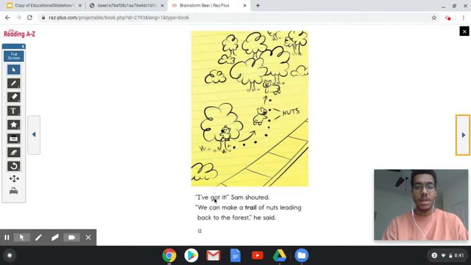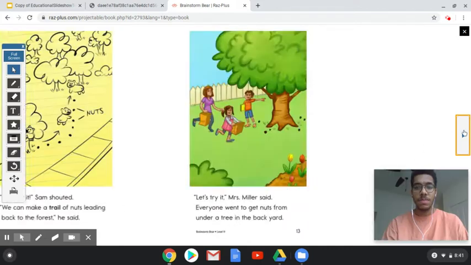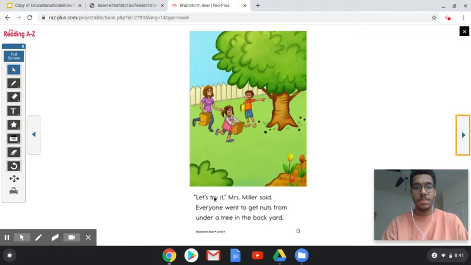"I've got it," Sam shouted. "We can make a trail of nuts leading back to the forest," he said. "Let's try it," Miss Miller said. Everyone went to get nuts from the yard under the tree in the backyard. So here we go. Wow, they're all getting the nuts. This looks like a good idea. They're happy about it.